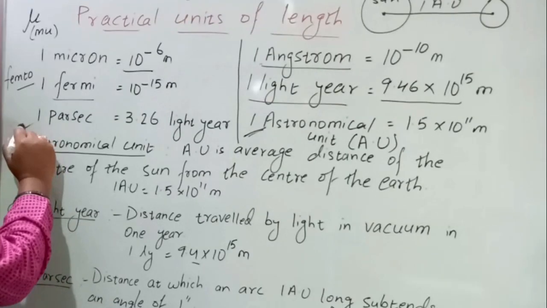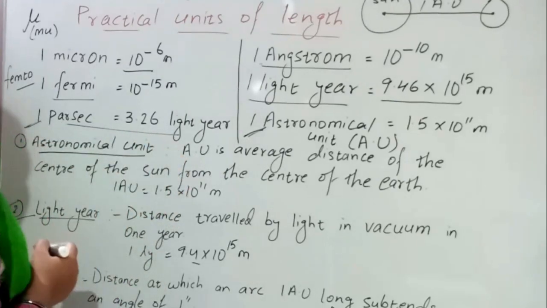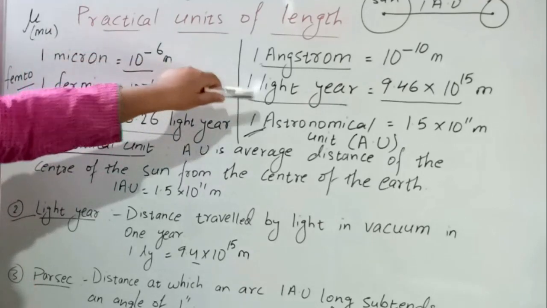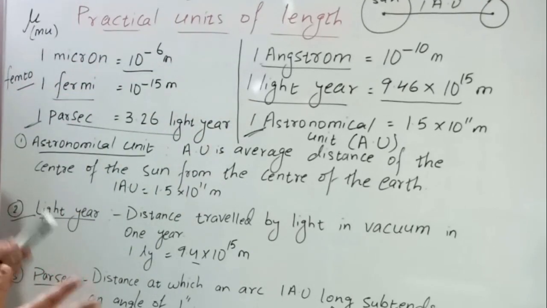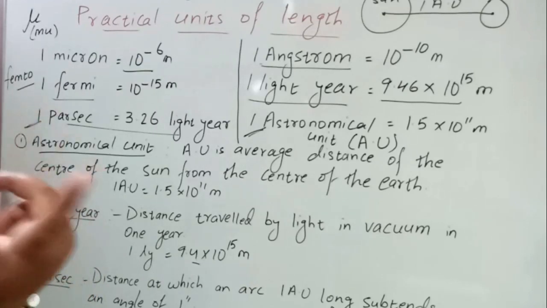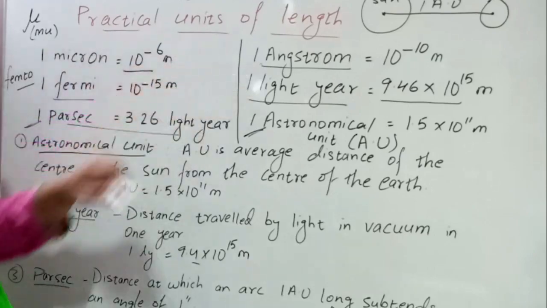Next is parsec. Here it's a comparison. Parsec and light year, what is the relation? 1 parsec is equal to 3.26 light year. It means parsec is again bigger than light year. 1 parsec is equal to 3.26 into 1 light year. So it's also bigger than light year.